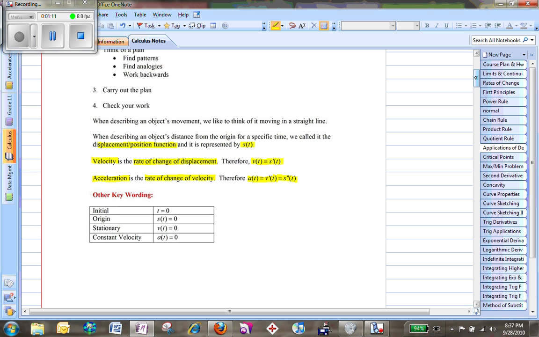Now, some keywords that you'll want to remember. Initial means that time is 0. The origin means that s of t is 0, meaning that displacement is 0. Stationary means v of t is 0, meaning that velocity is nothing. And lastly, constant velocity: a of t is 0, meaning acceleration is 0.